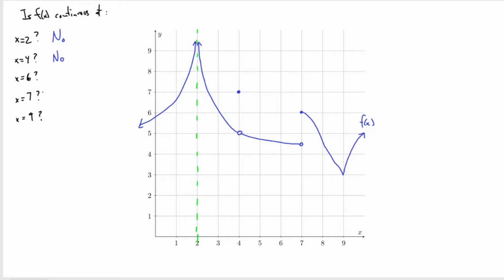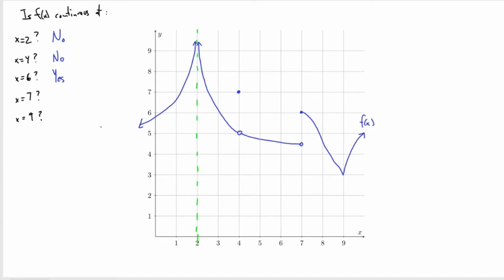What about at x equals 6? Well, the limit as x approaches 6 from the left and the right are both somewhere around 4 2/3 or something like that. The function value is the same thing. It's 4 2/3 or something like that. And so yes, absolutely, this function is continuous at x equals 6.